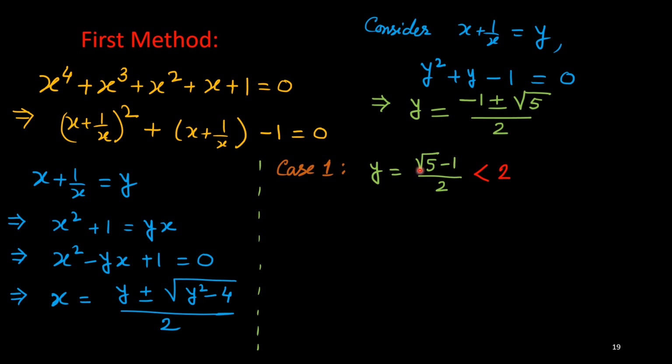So y is positive actually, but you can see that its value is less than 2, because root 5 is less than 3, 2 point something, minus 1 equals 1 point something, by 2 is obviously less than 2. So if y is less than 2, then y squared minus 4 will become negative. So the square root of y squared minus 4 will give you an imaginary quantity. So this is real and this is imaginary. You will get a complex result. And obviously complex conjugates, because one is plus, one is minus.